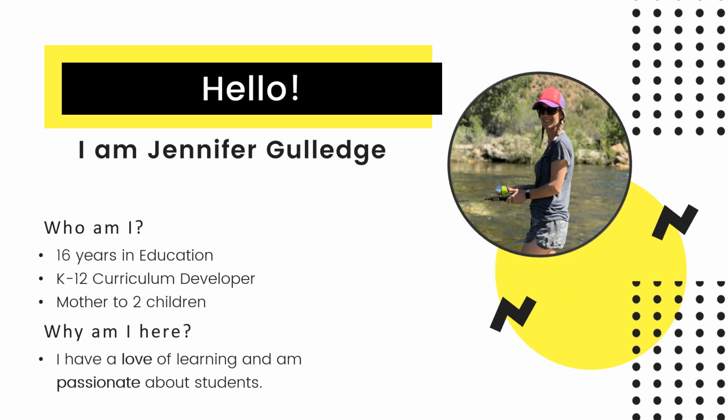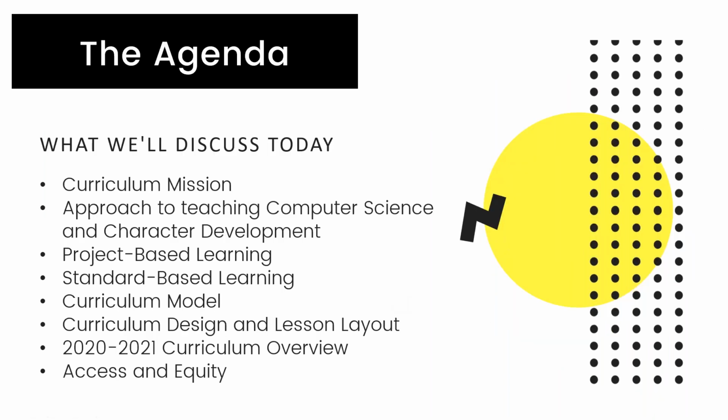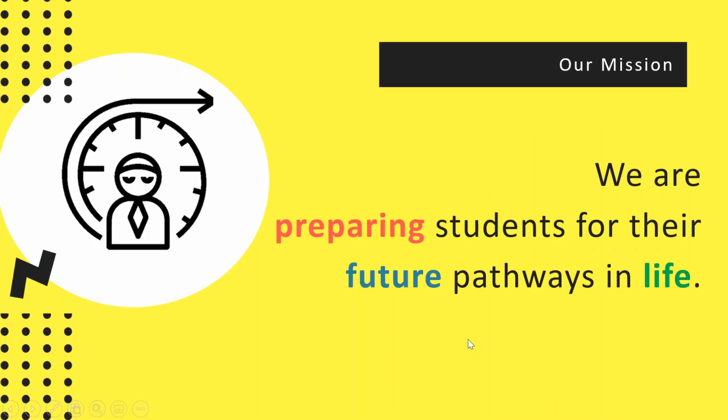So with that being said, I want to hop into our agenda for this discussion today. I'm going to go into a deep dive of our curriculum and what it looks like. But first, I want to talk about our curriculum mission, our approach, and how we have designed our computer science and character development curriculum. I'm going to talk about project-based learning and standards-based learning. I'm going to show you our curriculum model, and I'm also going to have visuals on our curriculum design and lesson layout. And then I'm going to do a walkthrough of our curriculum overview for next year, so you can see firsthand what our comprehensive curriculum actually looks like. And then we're going to talk about equity and how we have an equal playing field. Okay.